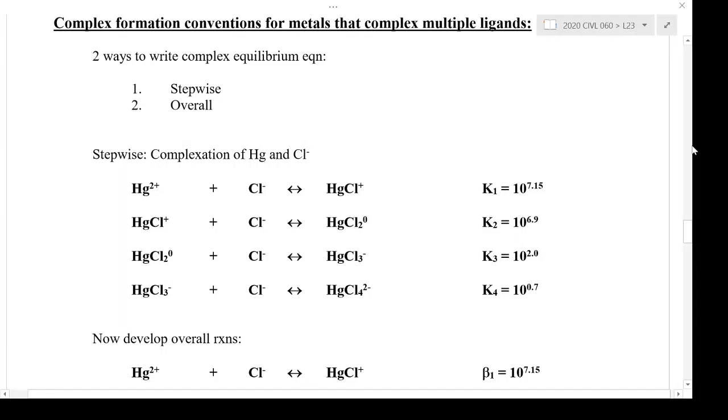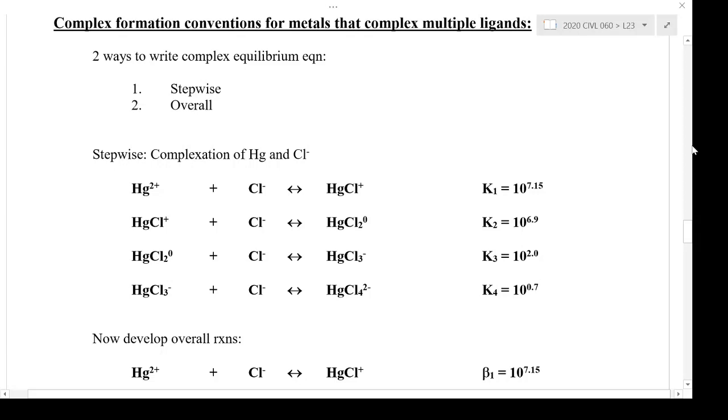In this video I'm going to show an example of mercury complexation with chloride, and I'll demonstrate the two different ways to write out complexation reactions. The first way is stepwise, and the second way is overall. So we're going to derive the overall equations based on the stepwise reactions.